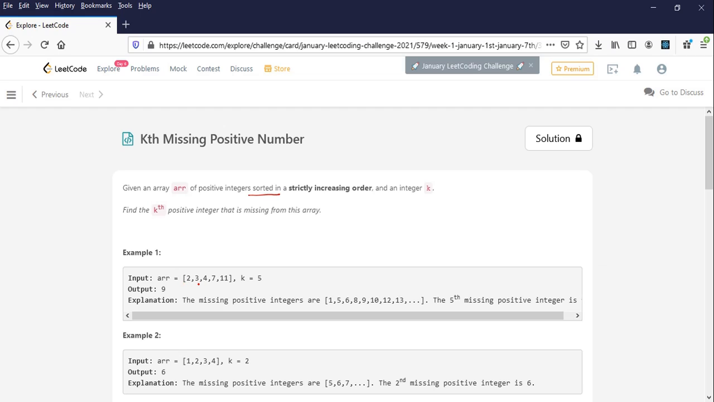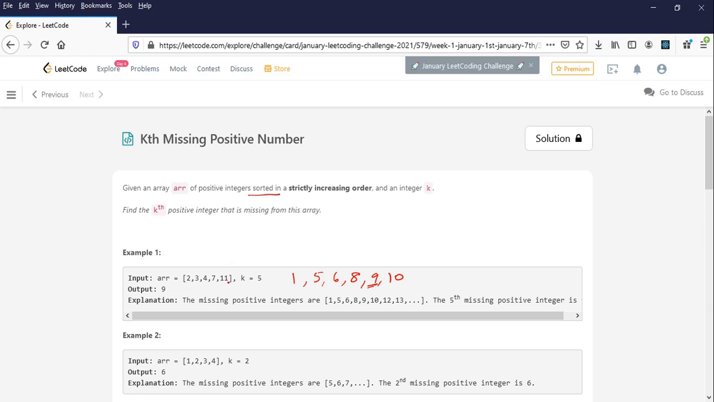Why is the output 9? Because if you look at this array, it starts with 2, so 1 is missing. Then after 2, 3, 4, 5 and 6 are missing, and after 7, 8, 9, 10 are missing, and then we have 11. So the missing numbers are 1, 5, 6, 8, 9, and the fifth missing number is 9. So that's why the output is 9.